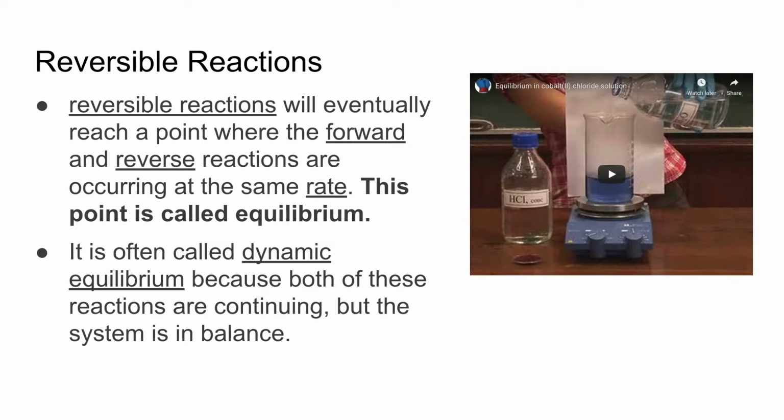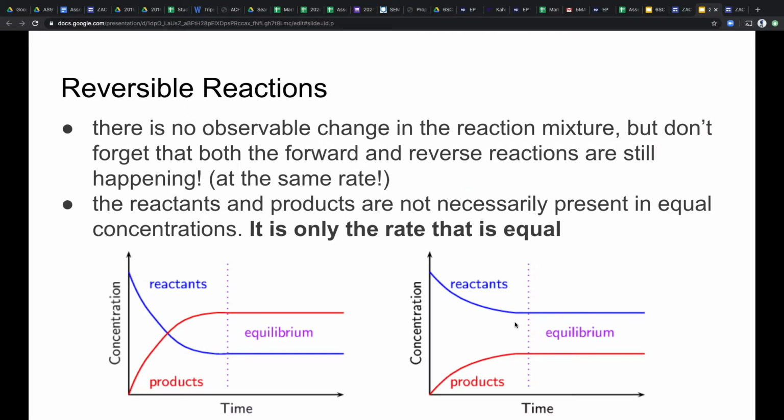Make sense? Thumbs up. Cool. So with reversible reactions, we know that there's no observable change in the mixture when equilibrium's been achieved.